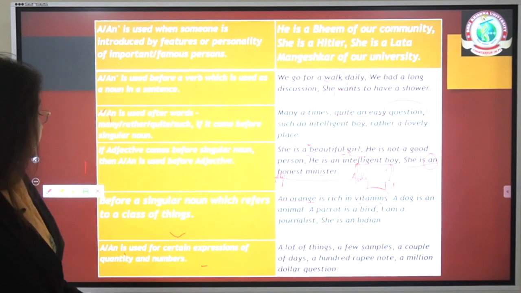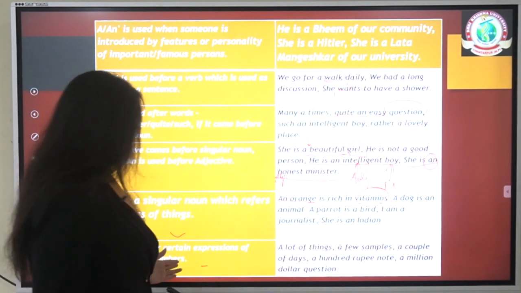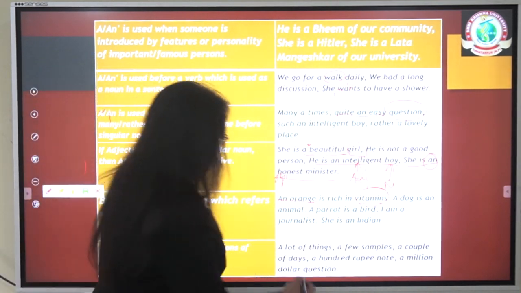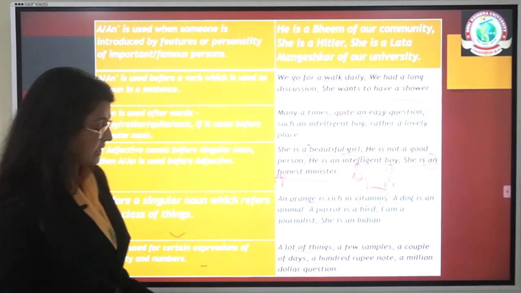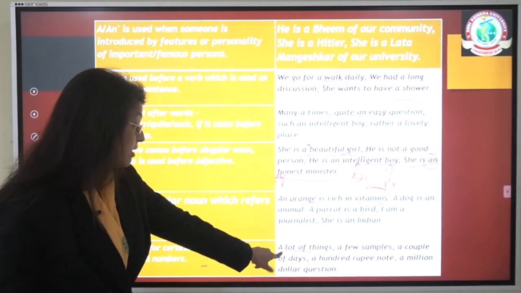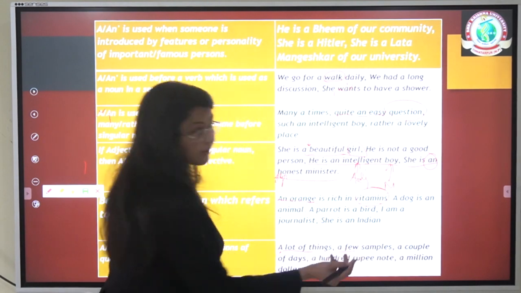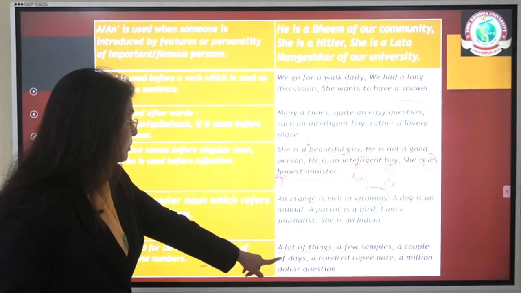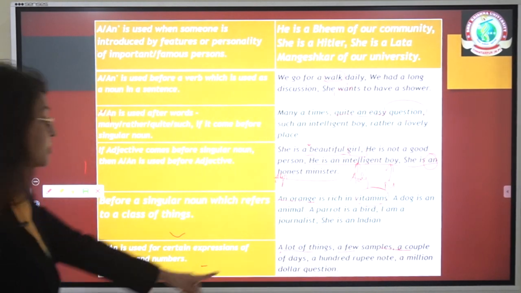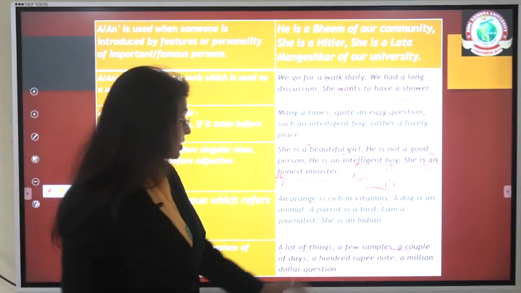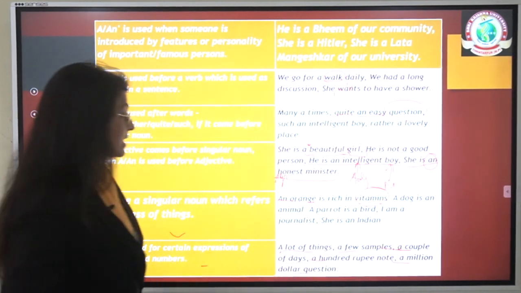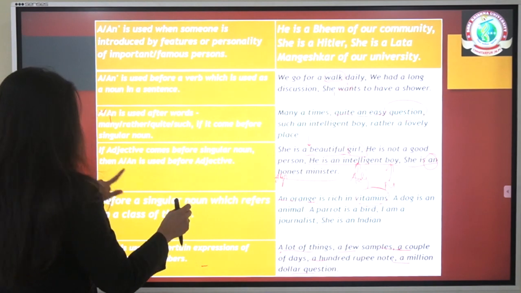A is also used for certain expressions of quantity and number. Now quantity, generally if you say a lot of things, why? Because consonant sound. A few, F, again a consonant sound. A couple of days, again a consonant sound. A 100 rupee note, a $1 million question. So all these are consonant sounds, hence article A is used. Okay.